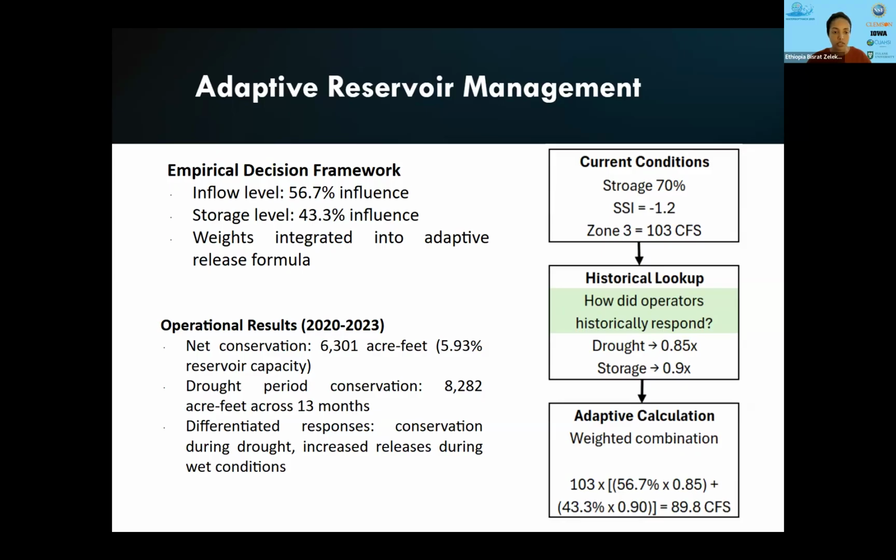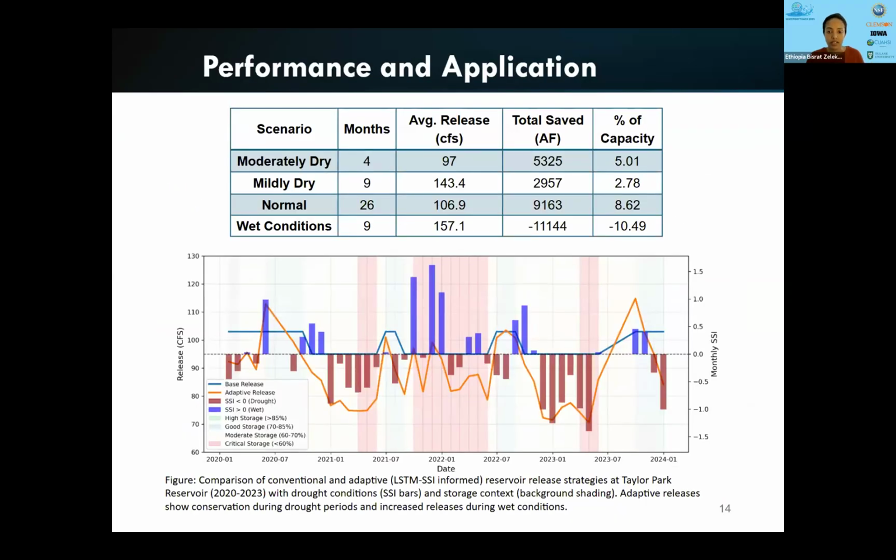It starts with that baseline release, multiplies our drought factor as well as our storage factor, and then finally has an adaptive response. So instead of just following a standardized baseline rule, the manager now has data-driven justifications to release less or release more, depending on what that drought index, the LSTM predicted streamflow SSI, provides us.